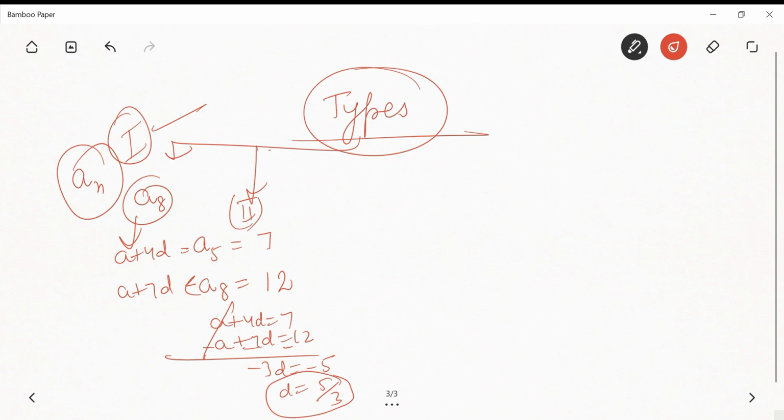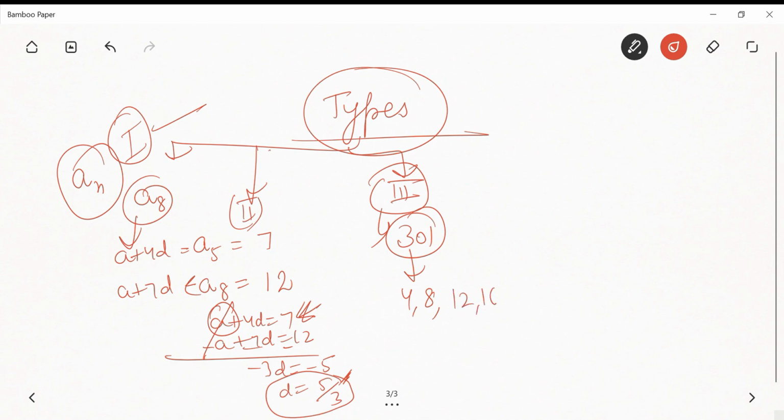Then you can put the value of d in the first equation and easily find the value of a. So this is the second type. Now comes the third one. The third type can be like this: check whether 301 or any term lies in the series or not. For example, the series is 4, 8, 12, 16 and so on. Then you have to check whether this term lies in this series or not.